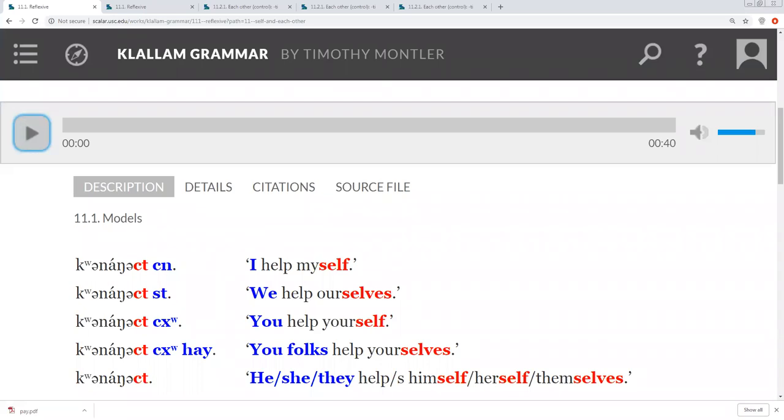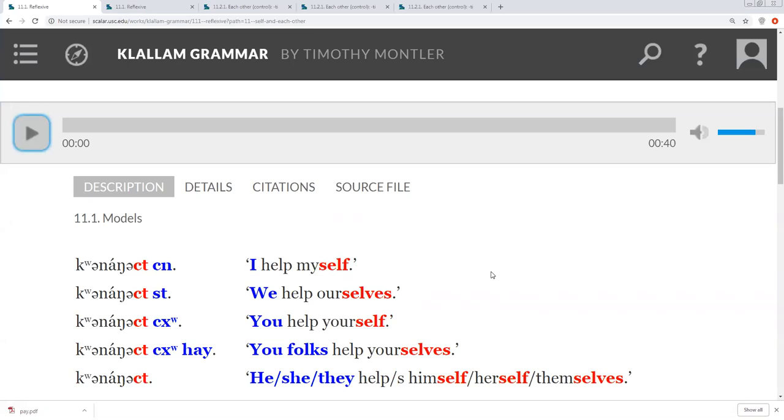The grammar of every language provides ways for a speaker to express the idea of one person performing an action toward him or herself, and of two people doing the same thing to each other. The Klallam language has a variety of ways of conveying these notions. This short section will introduce some basic suffixes that are used to express these ideas in Klallam.